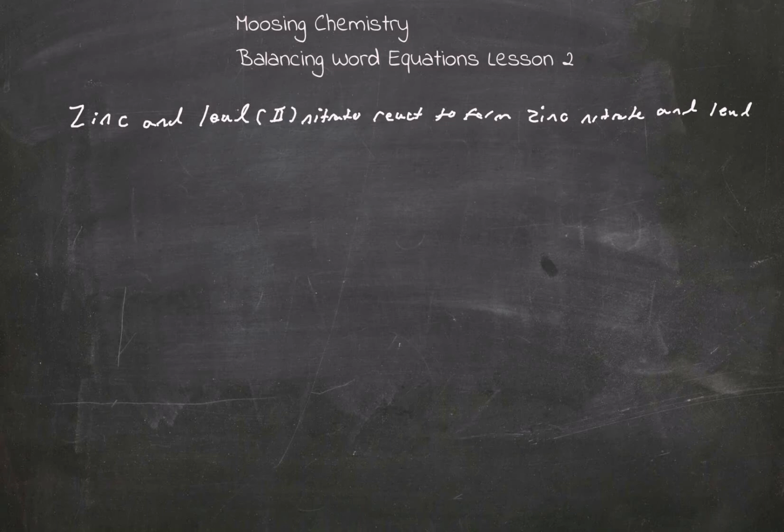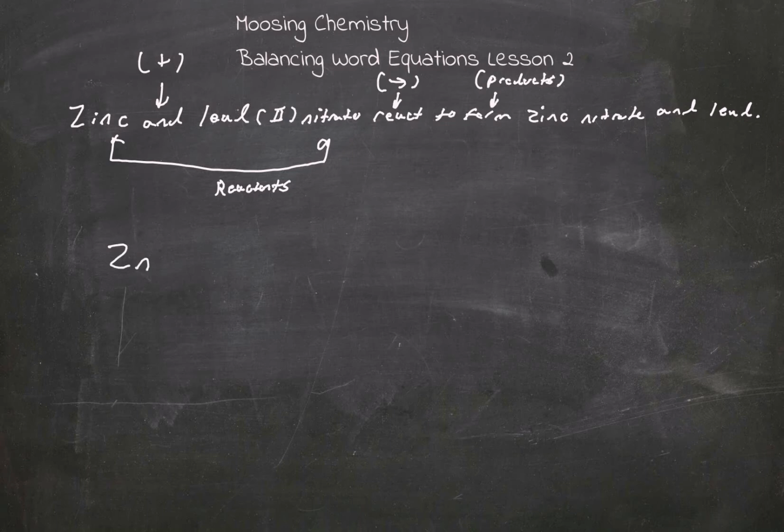Alright, so this is our word equation. So now, see this "and"? That "and" means basically plus. "React", right there, that means our yield sign. "Form", right here, tells us that we're making our products. Okay, so these guys here, of course, are our reactants. And remember that reactants make products.